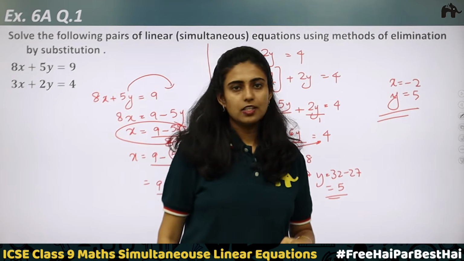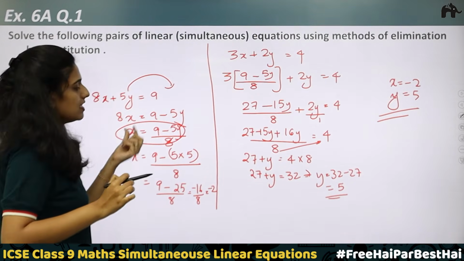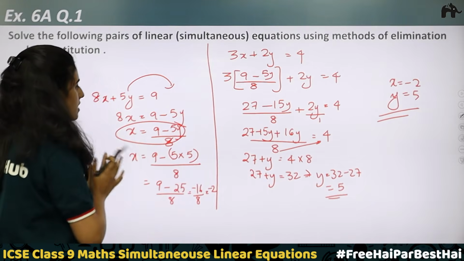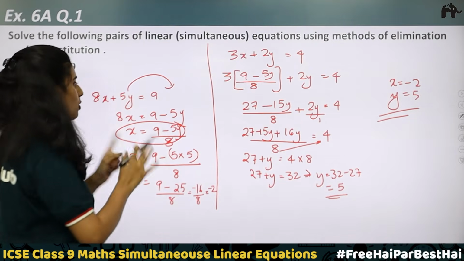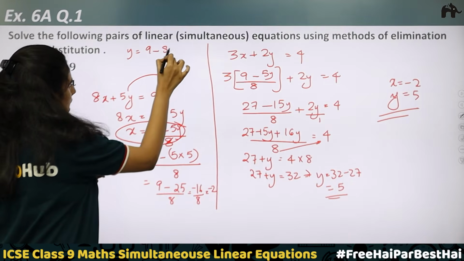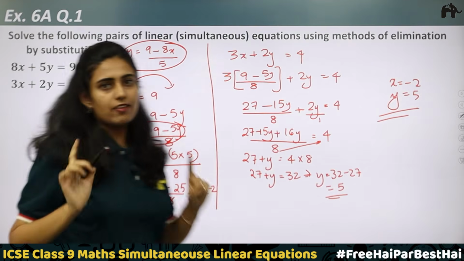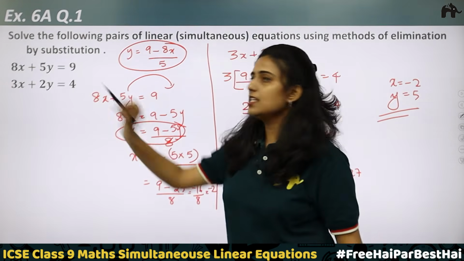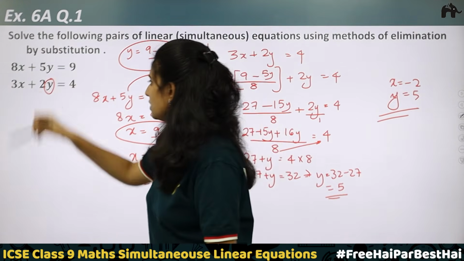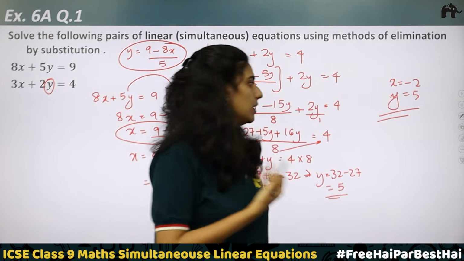Clear? So here what we have done? We have written x in terms of y, or you can write y in terms of x. How we will be getting? So y will be equal to (9 minus 8x) divided by 5. Even this is possible. Then take the value of y and substitute in the second equation. In this place you will have to substitute. You will be getting the same answers. X will be equal to minus 2 and y will be equal to 5.